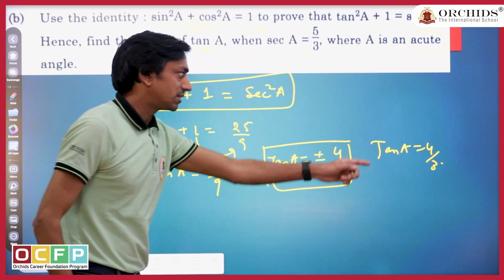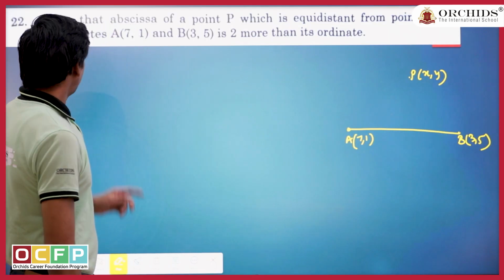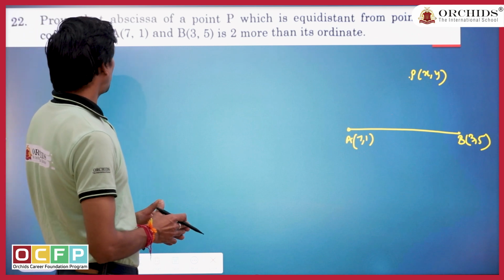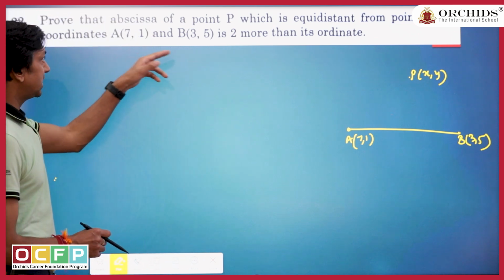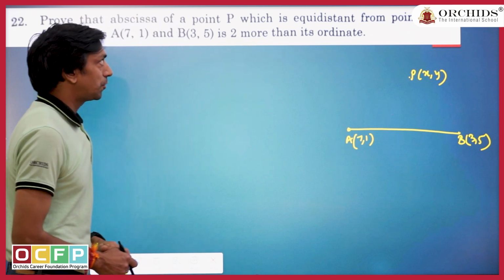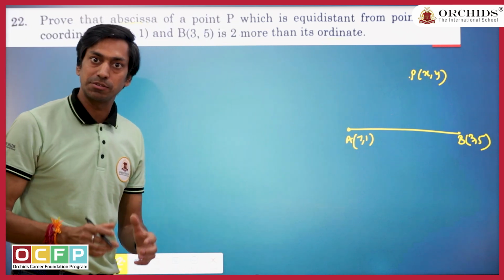That is our final answer for this particular second part of the question. So the next question we are having is, prove that the abscissa of point P, which is equidistant from points with coordinates (7, 1) and (3, 5), is 2 more than that of the ordinate. Abscissa means x coordinate and ordinate means y coordinate. We have to develop a relation between x and y.